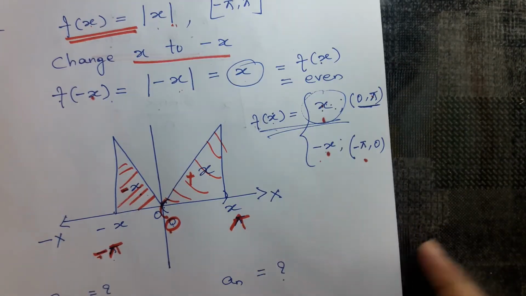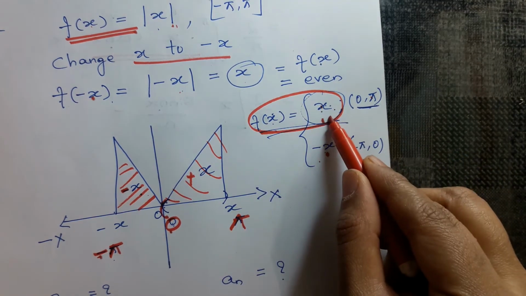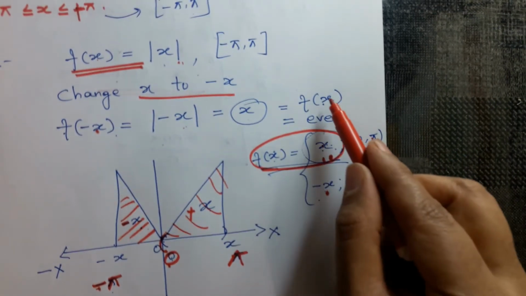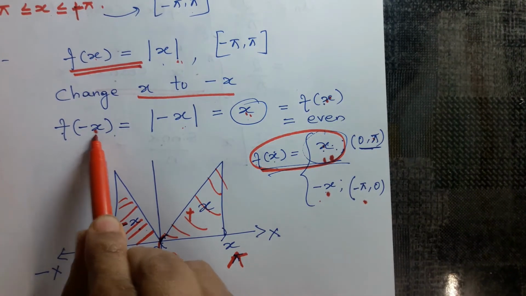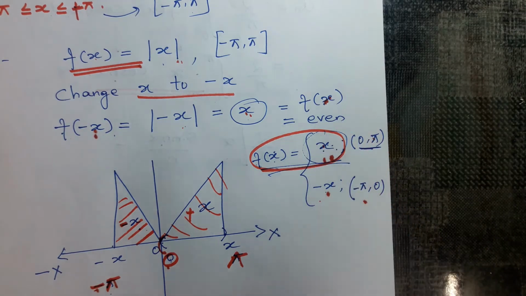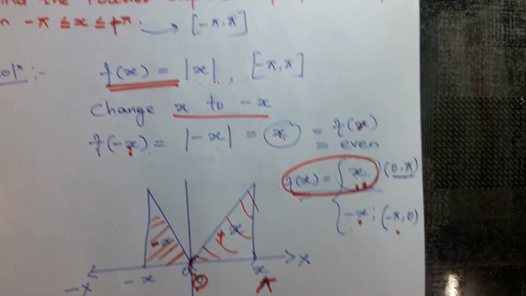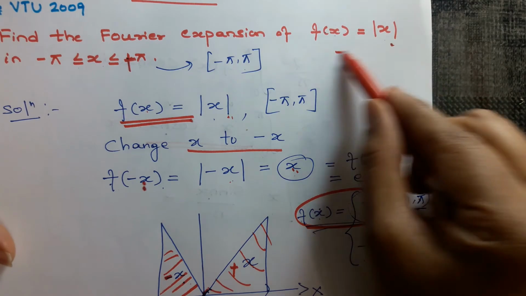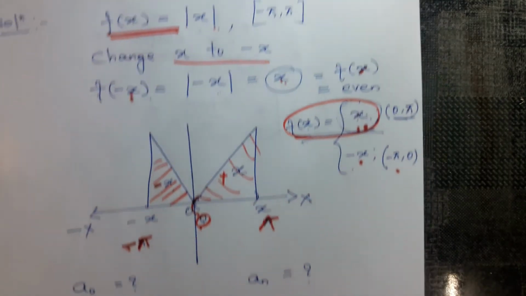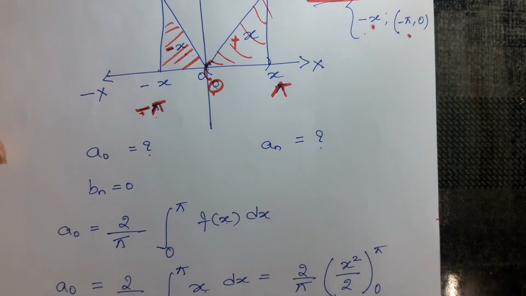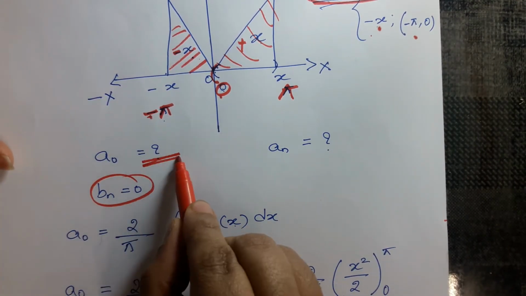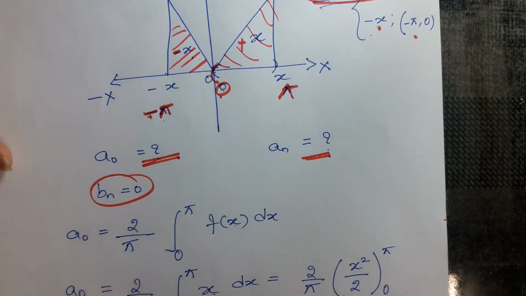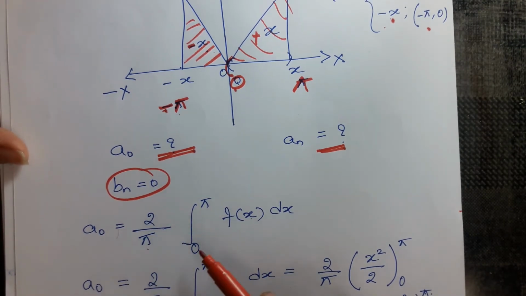So from this you can check f of minus x is taken as plus x directly. So f of minus x is nothing but plus x. So what did you prove? F of minus x is equal to f of x, which means the function is an even function. So f of x is equal to modulus of x is an even function. As I explained already, if the function is even, bn becomes 0. You have to find out the values of only a0 and an. What is a0 then? It will be 2 by pi integral 0 to pi f of x dx.